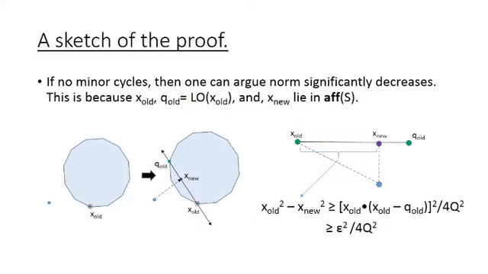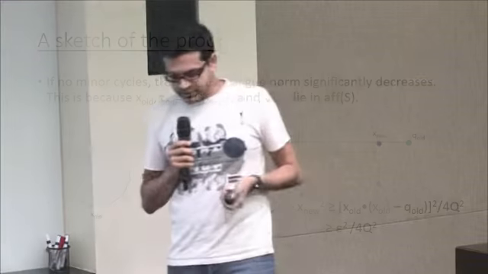Okay. A sketch. So why does this algorithm work? Okay. So there are major cycles which increase the size of the corral, minor cycles which decrease the size of the corral, can go all over the place. But let's take a major cycle where there are no minor cycles. So what does it mean? I mean this was a corral, and then the next step, again I get a corral. So I don't do a minor cycle again. So in that case, one can actually argue that the norm significantly decreases.